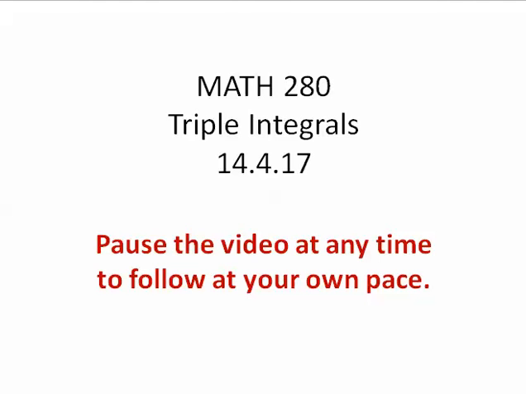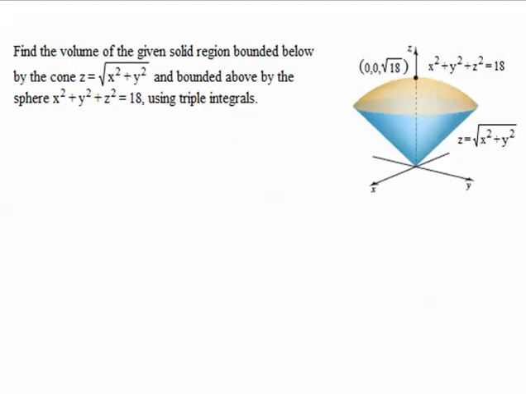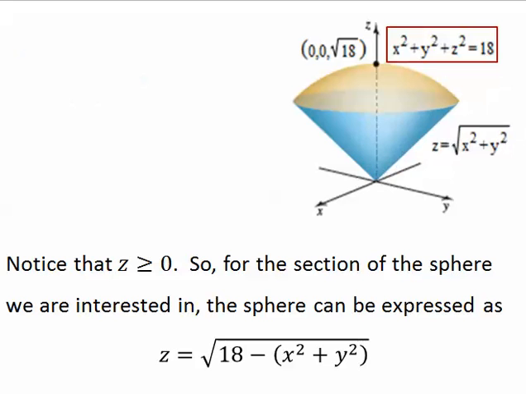Triple integrals. In this problem, we're asked to use a triple integral to find the volume of this solid. The solid is bounded below by a cone and bounded above by a sphere. Notice that z is always greater than or equal to 0. And so for the section of the sphere that we are interested in, the sphere can be expressed as a function of z.